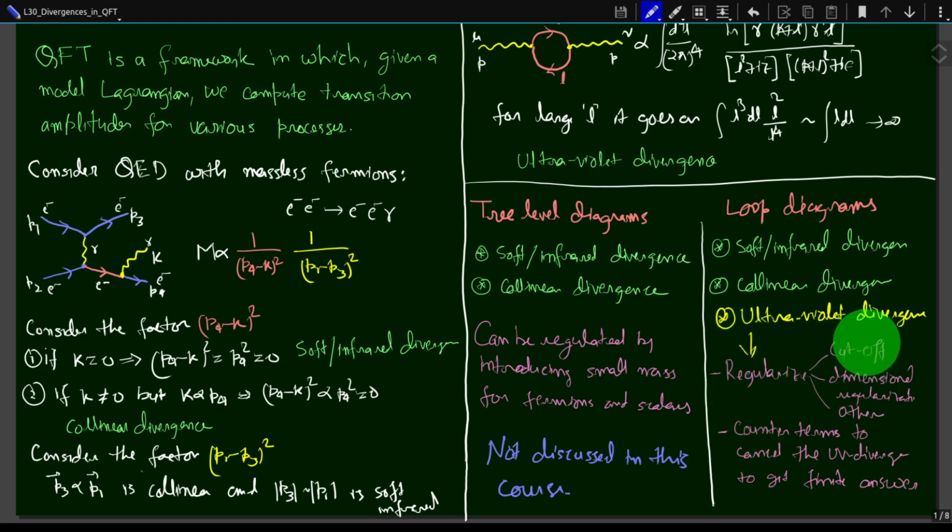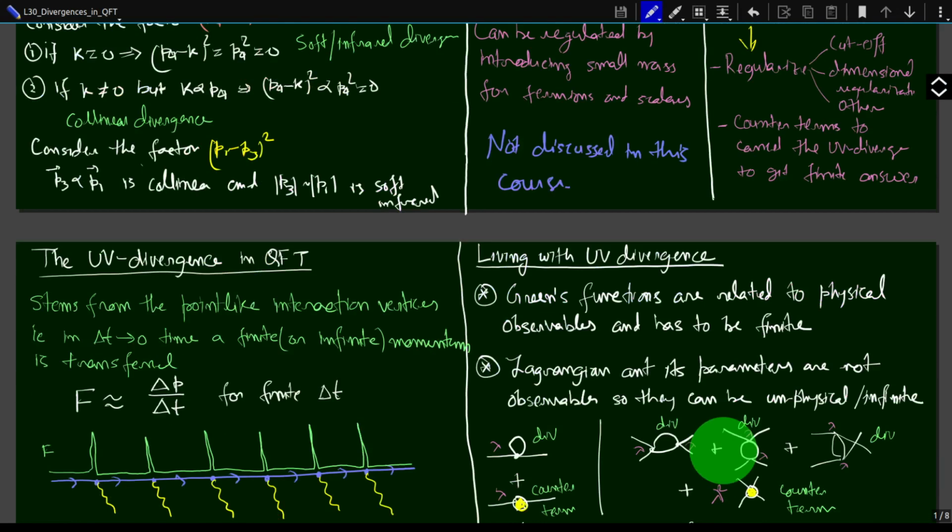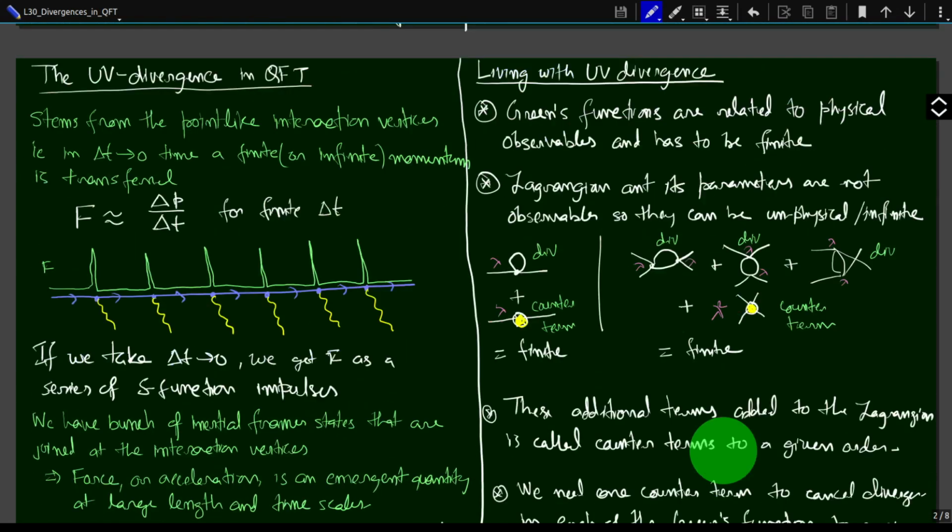There are various ways of doing it: cutoff regularization and dimensional regularization, and there are some other methods there. None of them is being discussed over here. And so the idea is that you first regularize them, and then you add a counter term to cancel these UV divergences to get the finite results. This is the procedure of renormalization. We add a counter term. Okay, so let's move on to understand where these UV divergences are coming from.